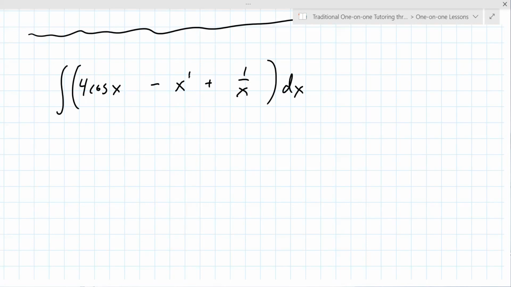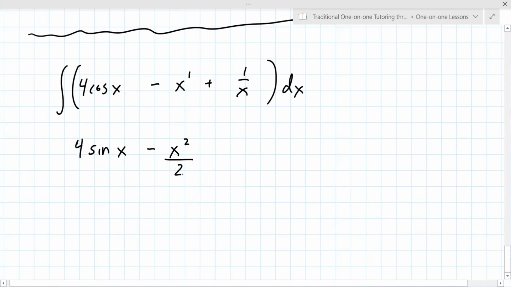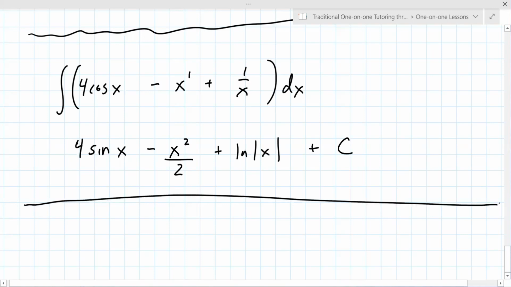All right, Hamad, how's that going? I got to 4 sine x minus x squared over 2, plus 1 over natural log of a, a to the x, plus c. Good. Okay, let's try another one here.